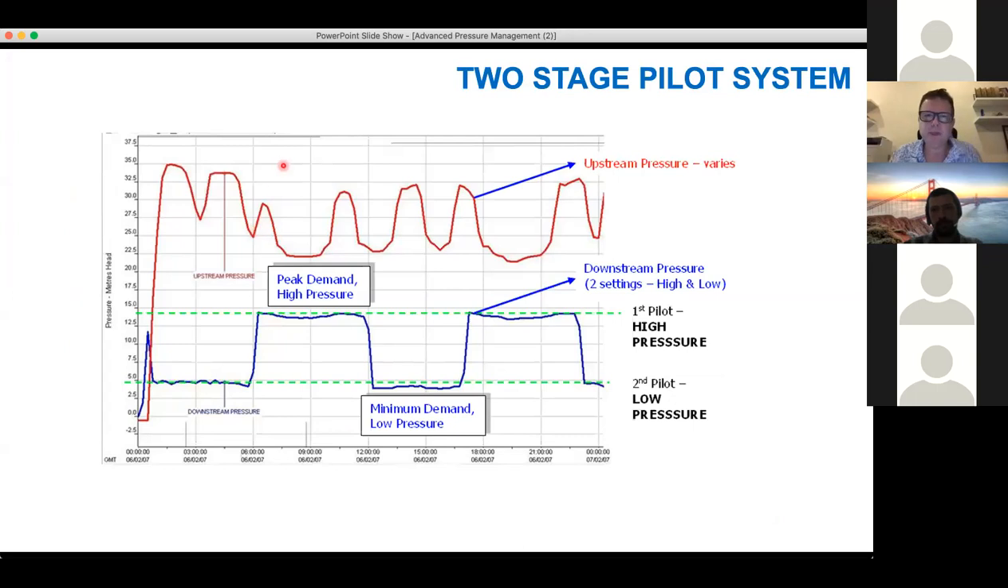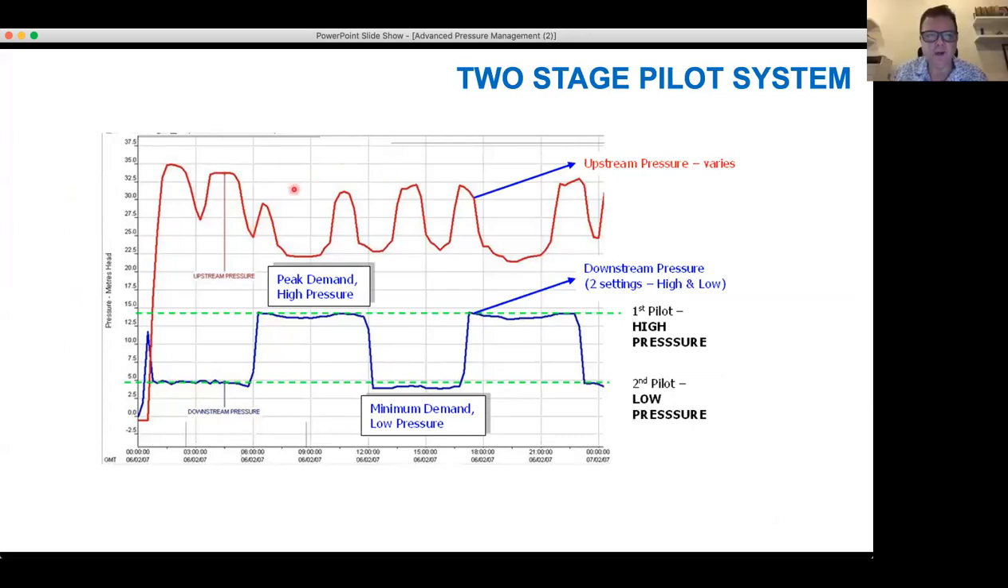And this is what we should be achieving using such a device. If you look at the red line here, this is your upstream pressure going into the PRV, and the blue line here is your downstream pressure coming out of the PRV.